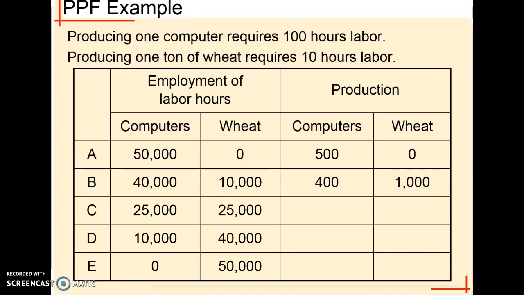So building various points along the production possibility curve, we get all of these different scenarios. If we dedicate 40,000 labor hours to computers and 10,000 labor hours to wheat, then we will get 400 computers and 1,000 bushels of wheat. And then so on. If we dedicate 25,000 of our labor hours to each of computers and wheat, we're going to be able to produce 250 computers and 2,500 bushels of wheat.